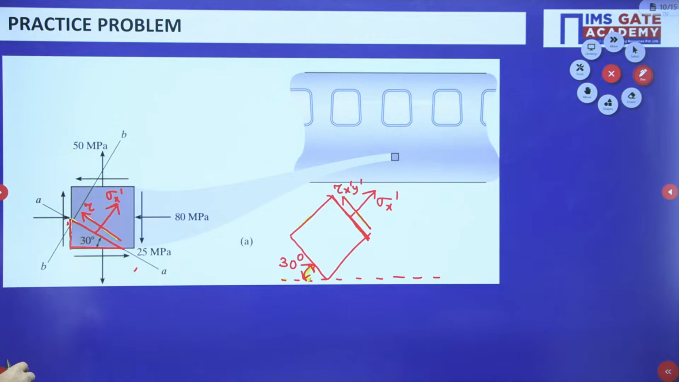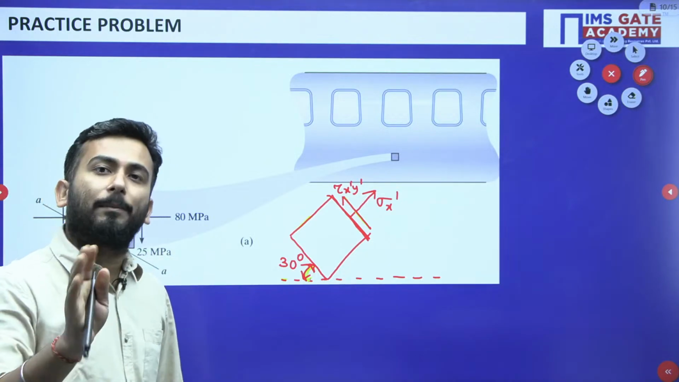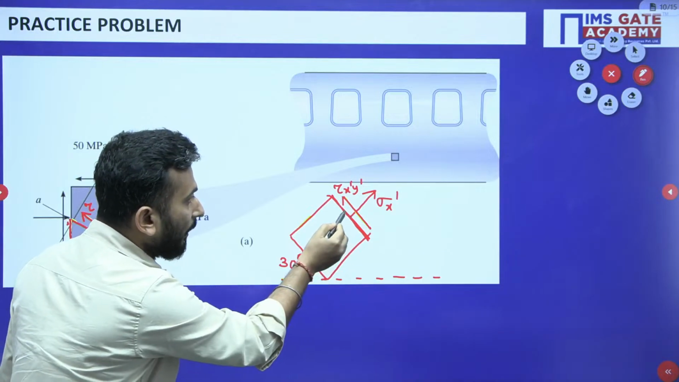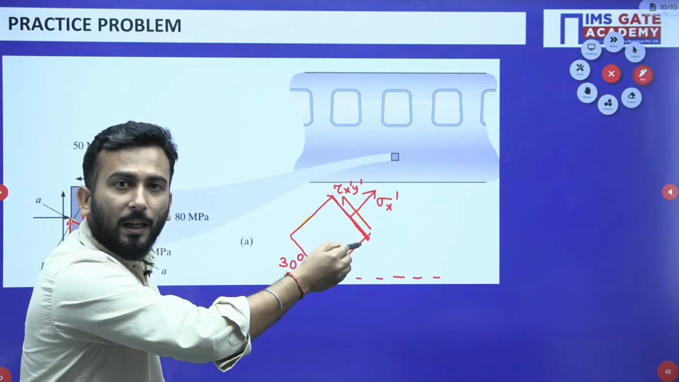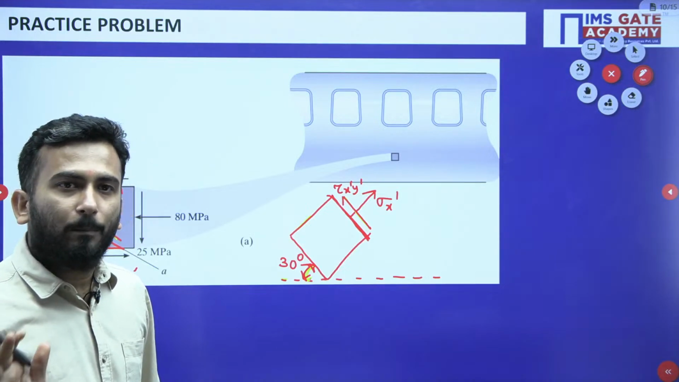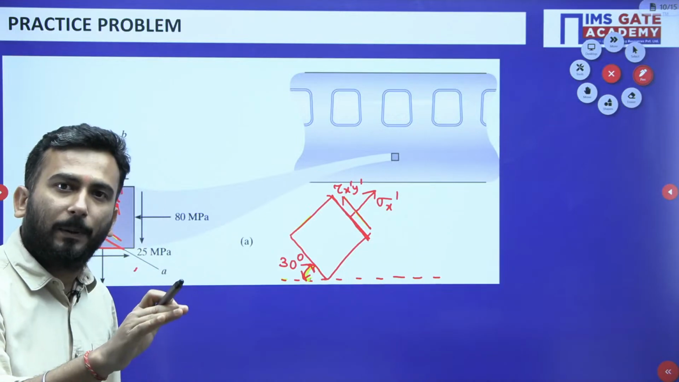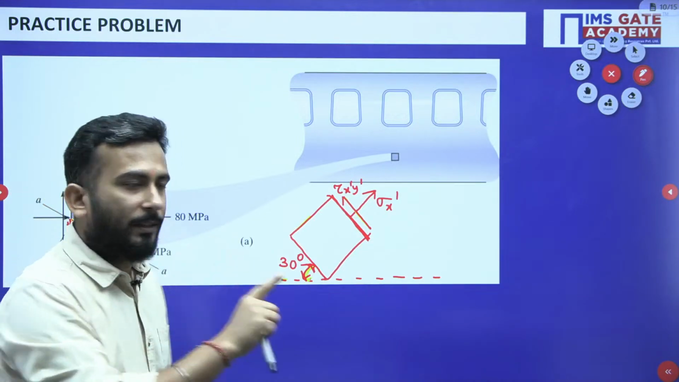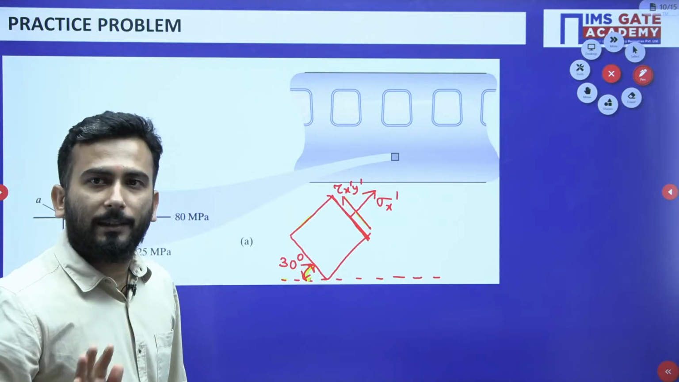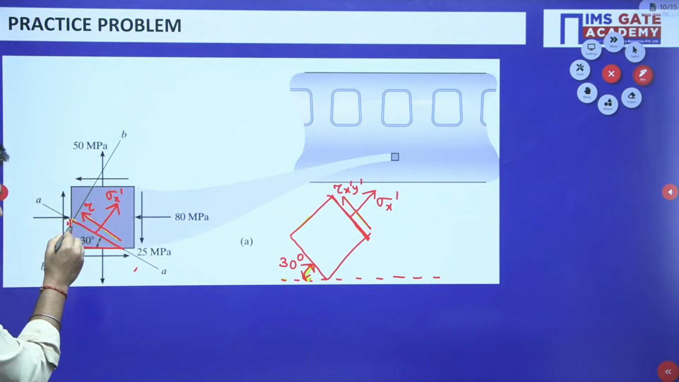Now, sir, you told that sigma y dash will also come. Yes, sigma y dash will also come, which will be perpendicular to this face, sigma x dash. But we will see later on. But as of now, let's focus on one face only. One face, we are trying to find one normal stress, that is sigma x dash, and the shear stress that is tau x dash y dash. This thing we are trying to find out. So look at this figure.